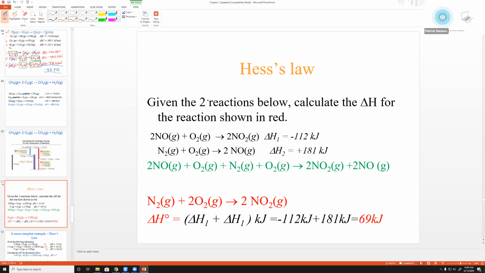Wait a minute, I'm confused. Given the 2 reactions below, calculate for the one shown. Oh, for the one shown in red. What is this doing there then? I'm confused with what this is asking for.